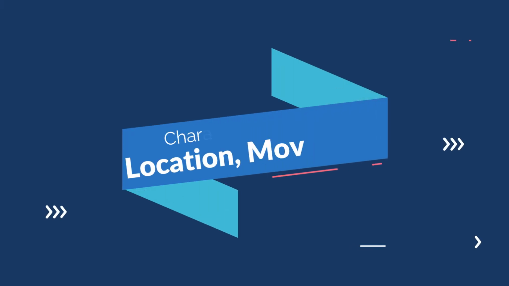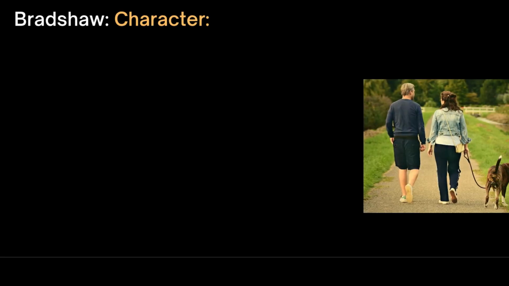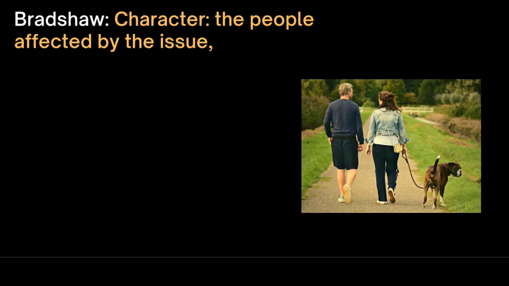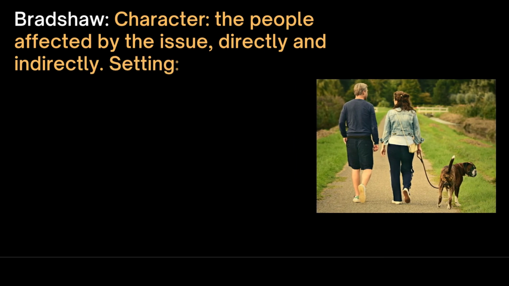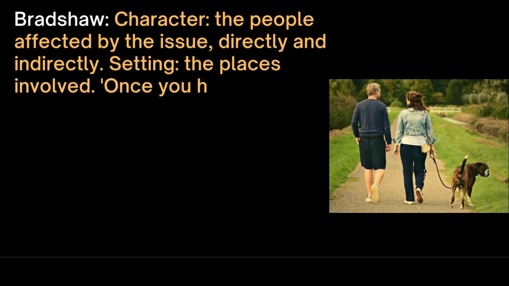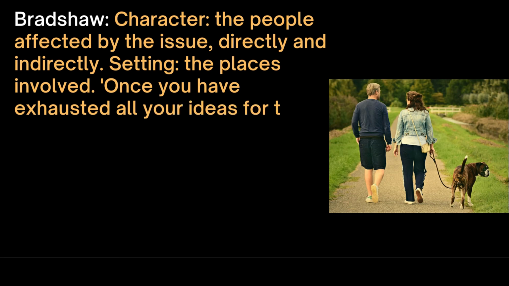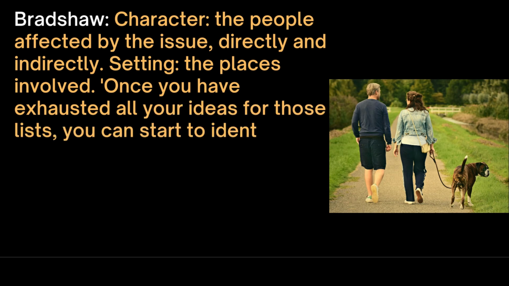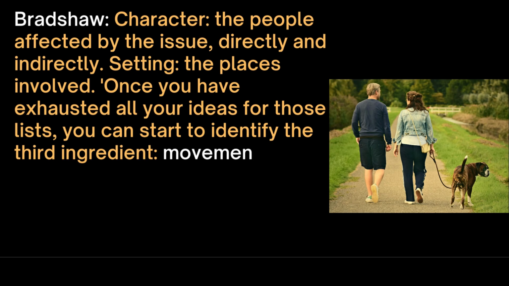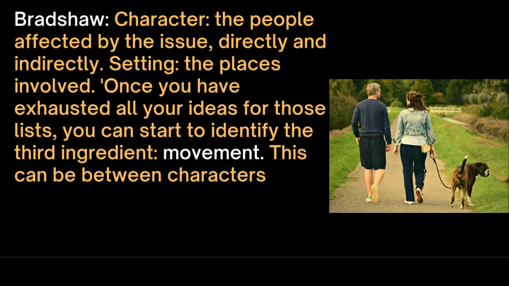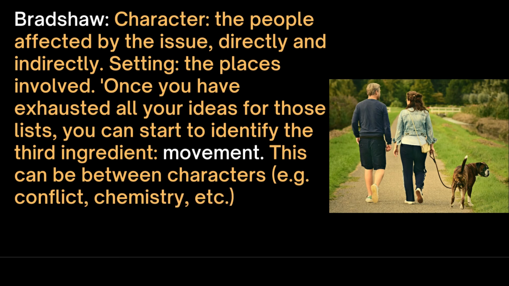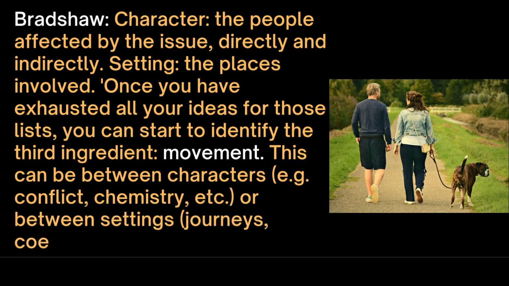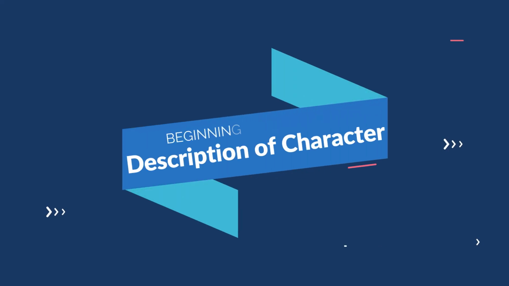We'll now introduce the concept of movement, which could mean conflict or partnership. According to Bradshaw, characters are the people affected by the issue directly and indirectly. Then there is the setting, the places involved. Once you have exhausted all your ideas for those lists, you can start to identify the third ingredient, movement. The movement can be between characters, where there could be conflict or partnership, or between settings, where there could be journeys, coercion, etc.